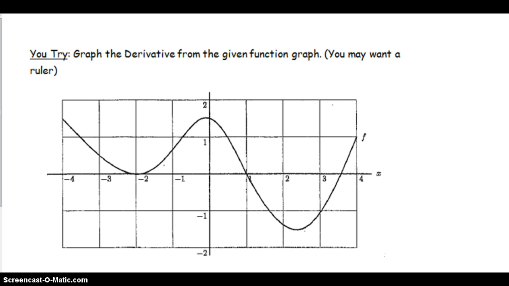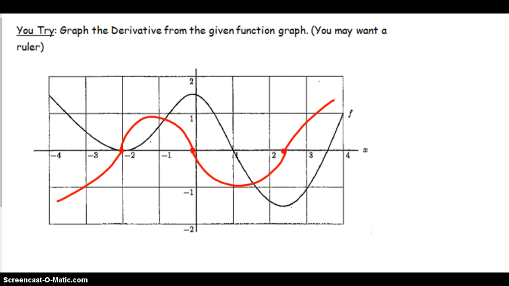So here's a great graph for you to try. Go through my suggestion, find where the slope is 0 first, and then work the sections, decide if they're positive or negative. Pause this video. And here's a sketch of what your graph should look like.